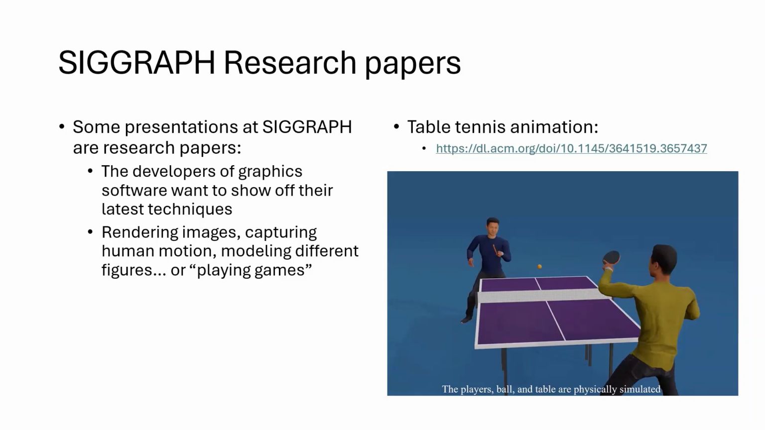So take a look at this table tennis animation demo. And you see we have the players, the ball, and the table are all simulations, right? But they've actually used some motion capture to basically build their models for how people move and how the trajectory of the ball shows up and what the table is going to look like from different angles.